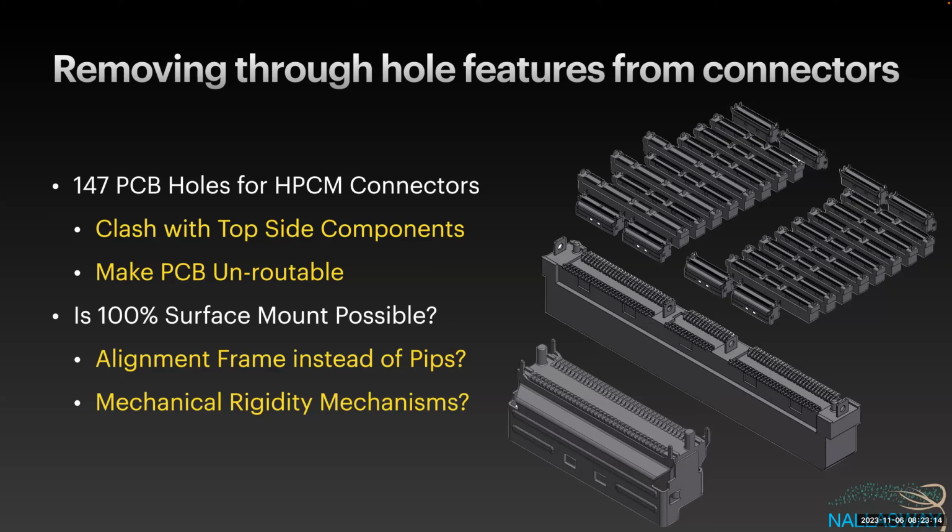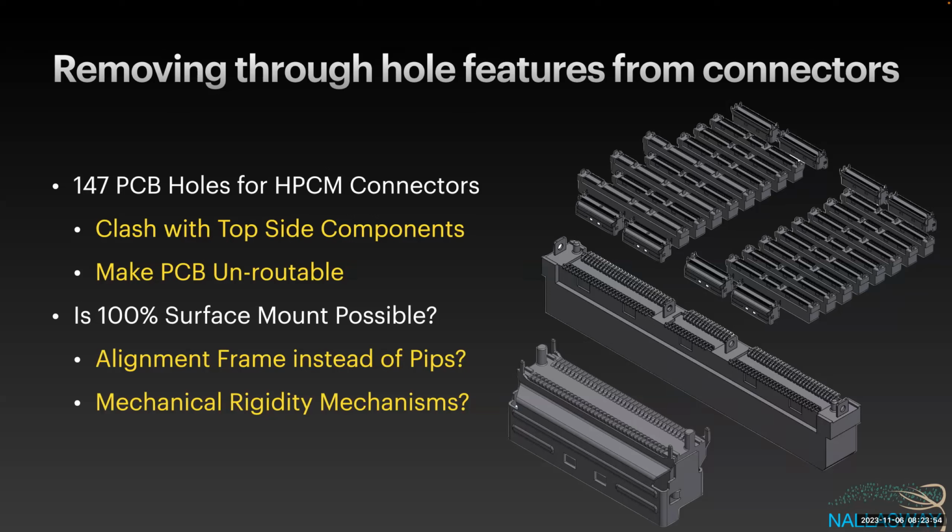In the top right-hand corner, you can see the connectors from the module that you saw on the first slide, just the back sides of them, and you can see all of the through-hole features on those connectors that I've got on the card today. Basically, there are 147 holes in the board to hold these connectors down mechanically. Because this board is so dense with components on both sides, those through holes are going to clash with the top side components, and they're pretty much going to make the PCB fairly unroutable, or a lot less routable.